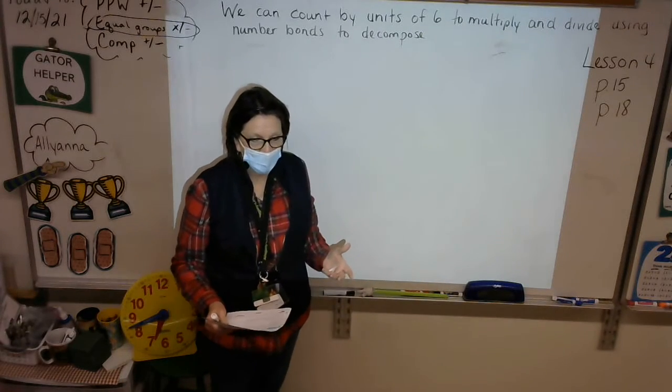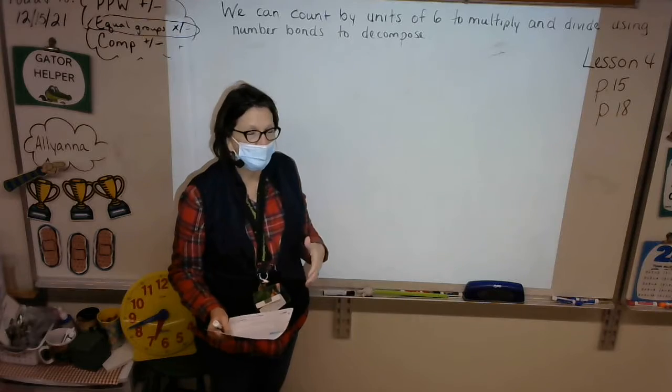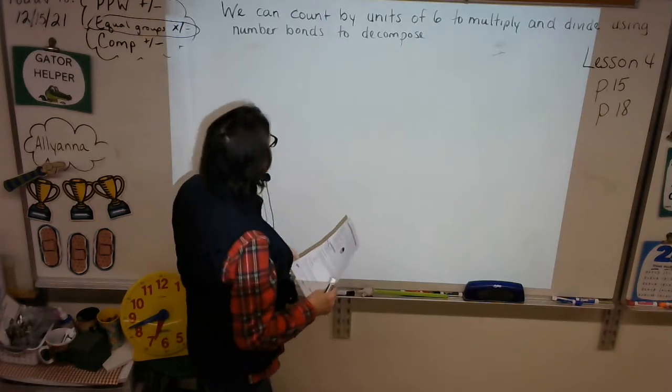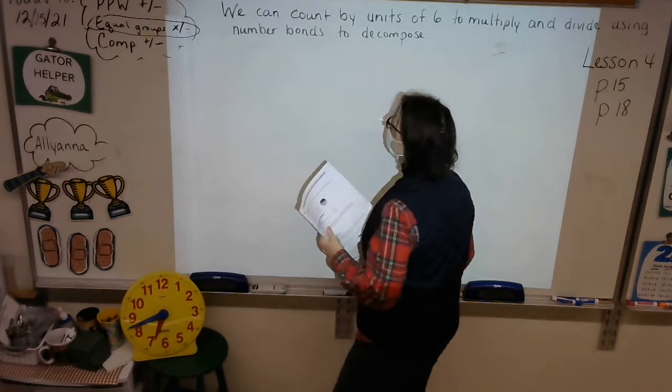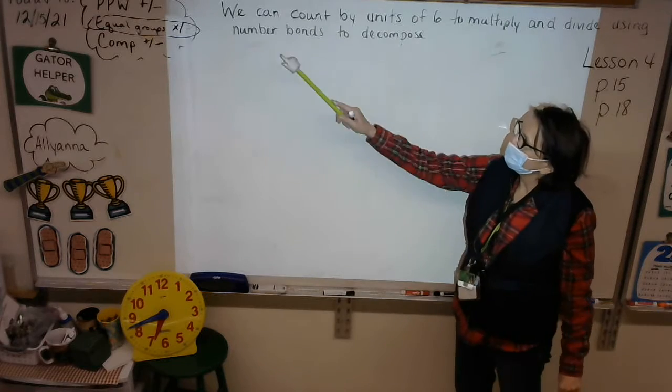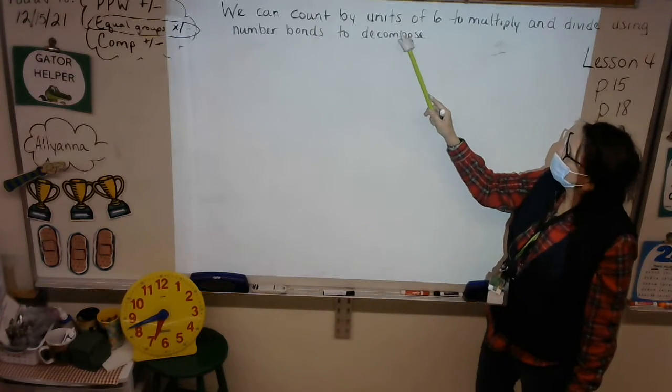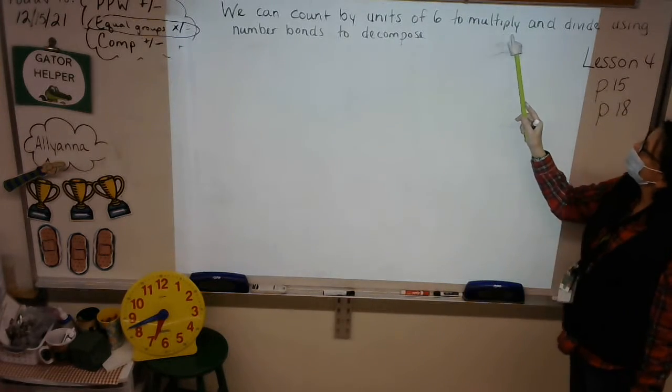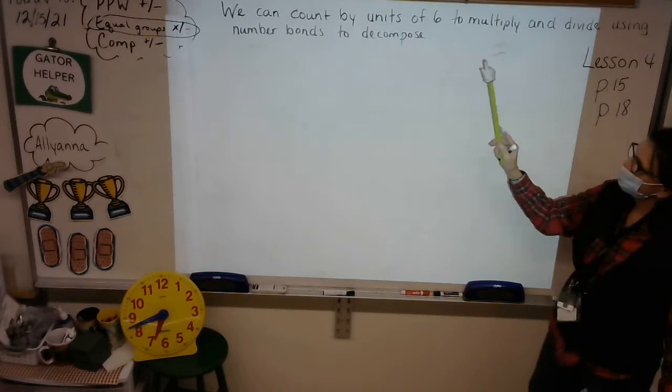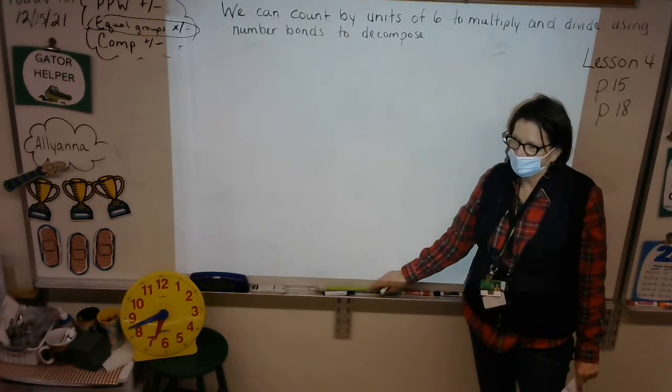So we're going to start our math lesson today, and we're going to start by reading our learning target. So let's read that together on the count of one, class. 3, 2, 1. We can count by units of 6 to multiply and divide using number bonds to decompose.